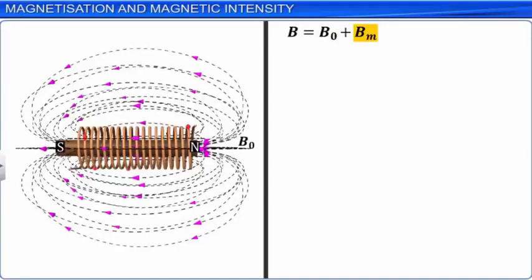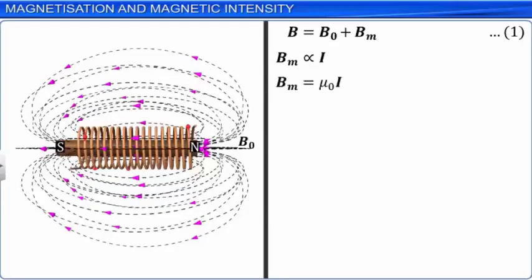The magnetic field due to the magnetization of the material is directly proportional to its intensity of magnetization. That is, Bm is directly proportional to I. This equation can be further written as Bm = mu0 I, where mu0 is the magnetic permeability of vacuum. Let this be equation 2.